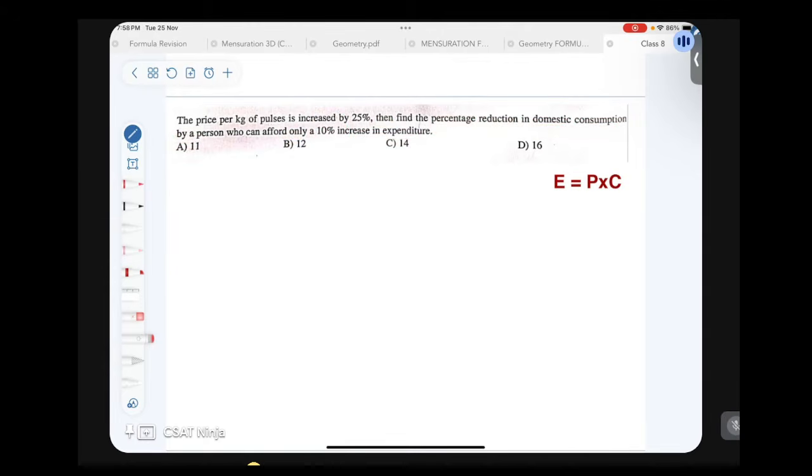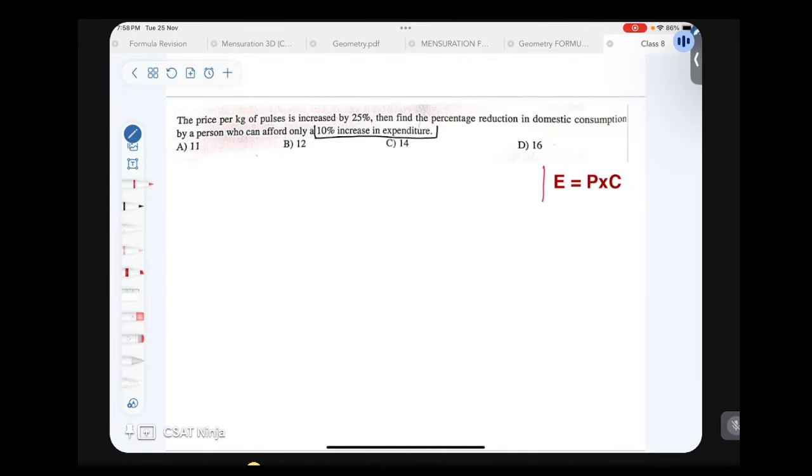Remember the earlier formula? In our formula, this was not there. So this is the tricky part here. How do we approach this type of question? There are two approaches. I've written the formula here. You can use this formula also.